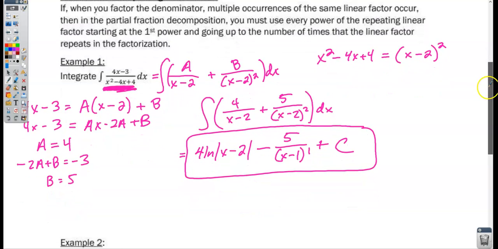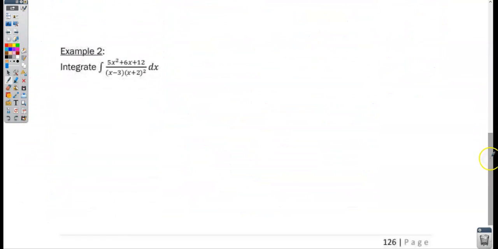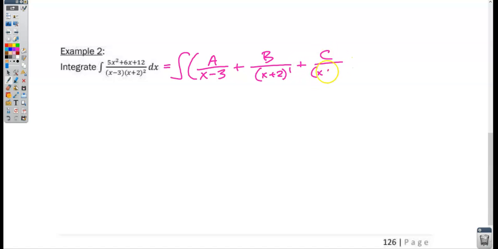All right, let's look at situation number 2. Here we again have a repeating linear factor. And what happens here, since we've got another factor, when we decompose this, we want the other factor to have its own denominator. And then we're going to have two more fractions, one with x plus 2 to the first, and one with x plus 2 to the second.